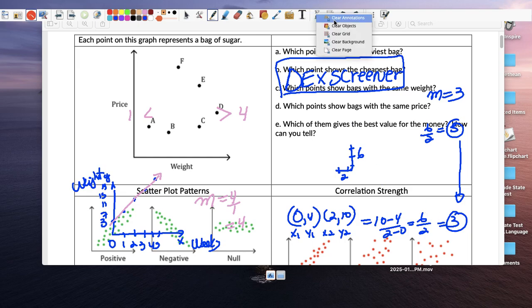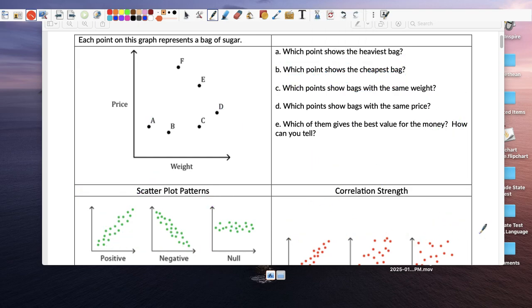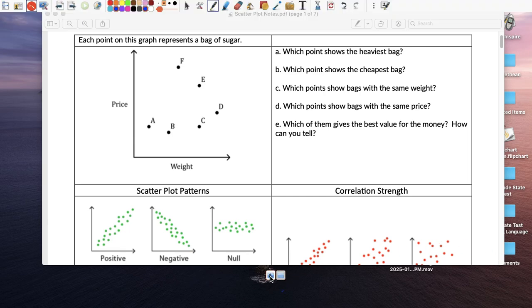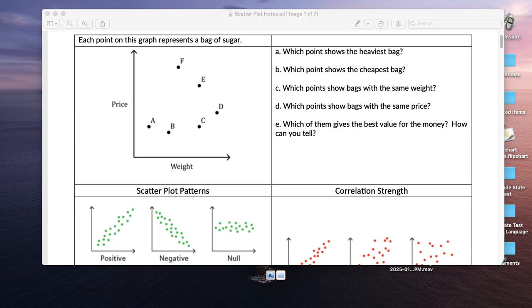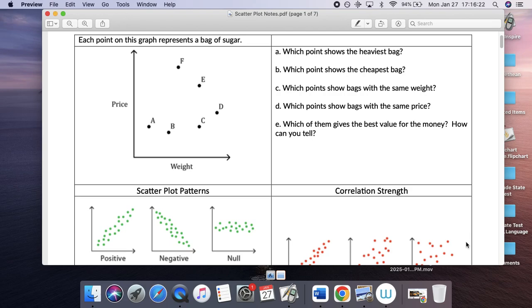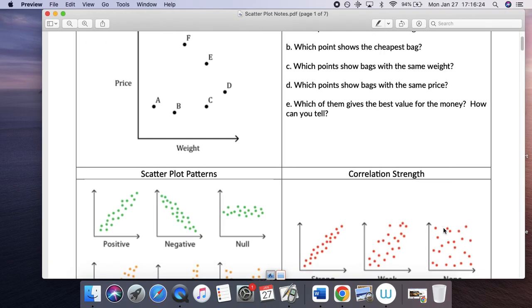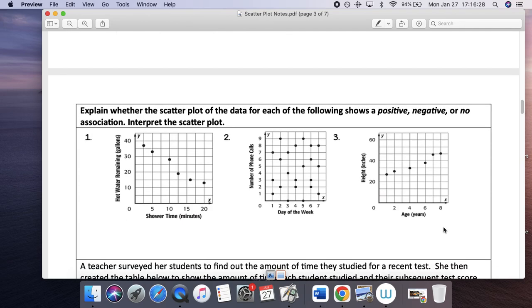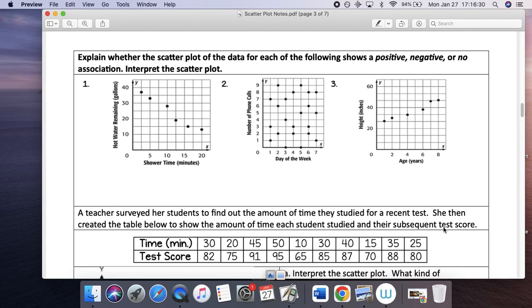Okay, let's just figure out what exactly. All right, so this page is done. Pages 1 and 2 are done. Okay, so we'll start at page 3.